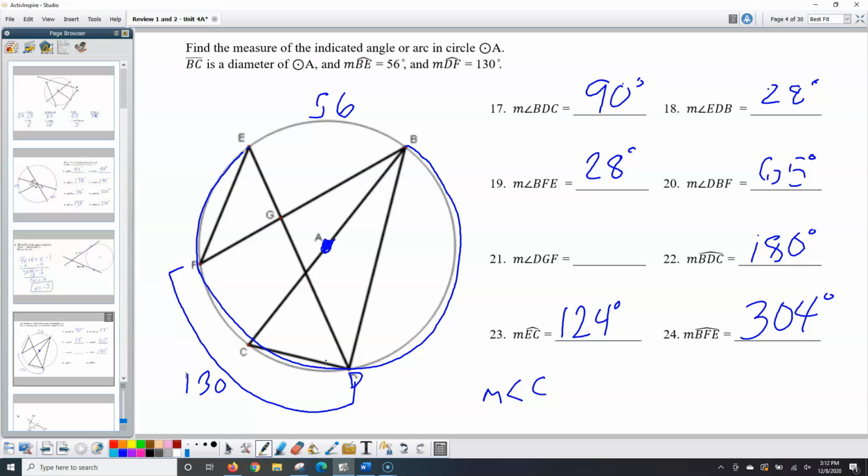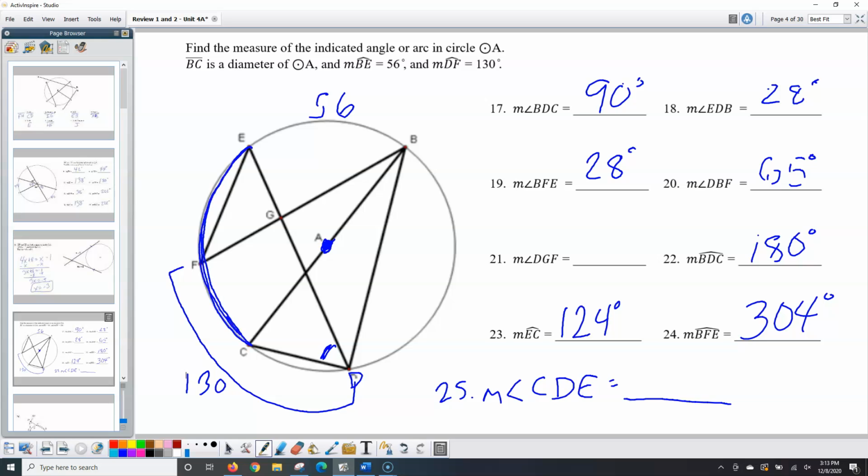Measure of angle CDE. So angle CDE is right here. It opens up to what we just found up here, right? We just found EC. EC was 124. It was number 23. So I'm going to say 124 divided by 2 and get 62.